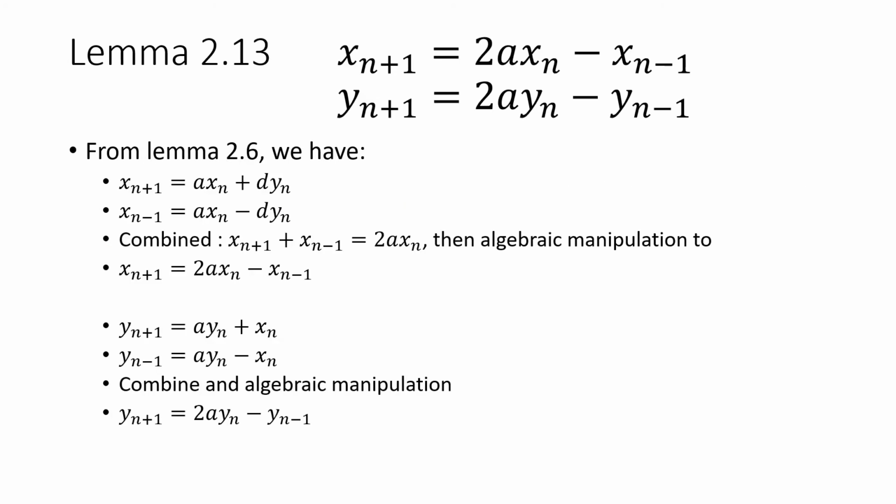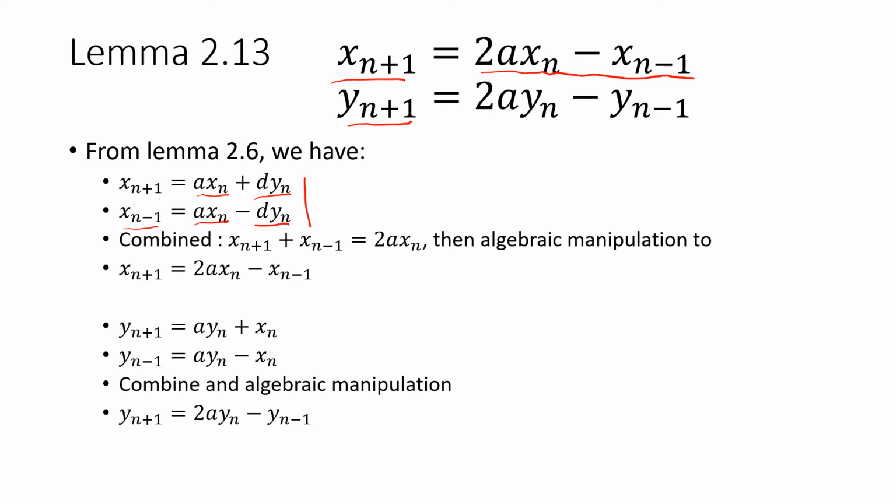So moving on to lemma 2.13, this one is actually really easy relative to the previous one. What this one really is saying is that x of n plus 1 has this nice property that it is also equal to 2a times x of n minus x of n minus 1. And the same equation applies to y of n plus 1. To derive this, we use lemma 2.6 where we have these two equations. From lemma 2.6, we have x n plus 1 equals a x n plus d y n, and x n minus 1 equals a x n minus d y n.